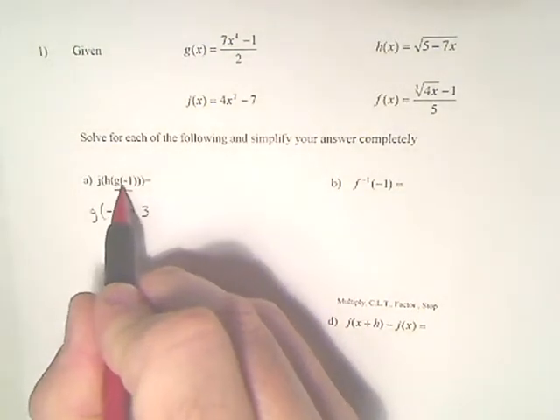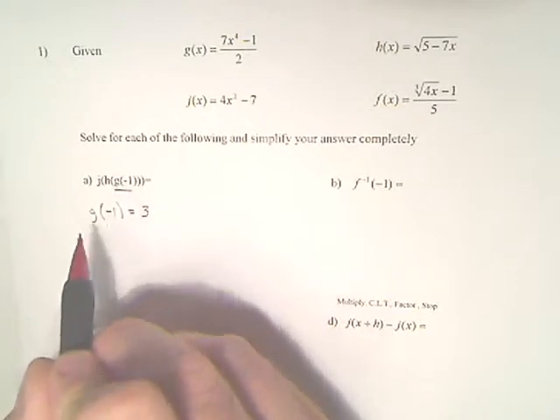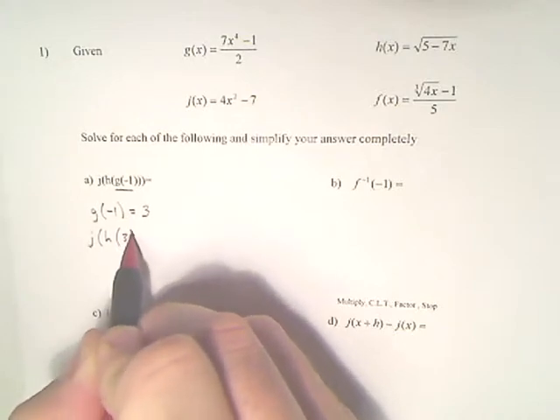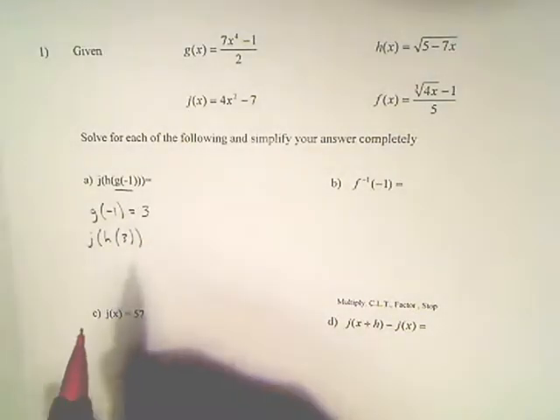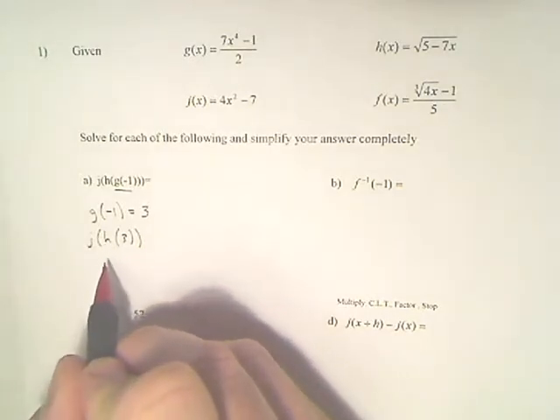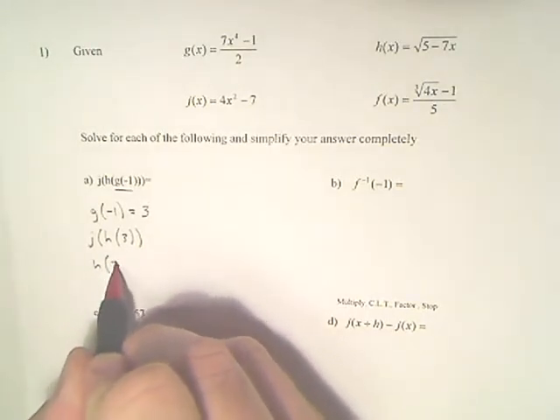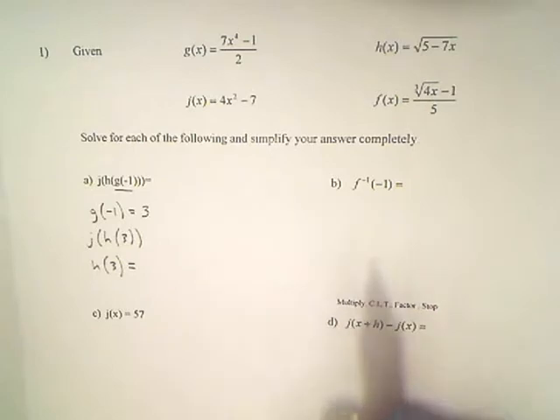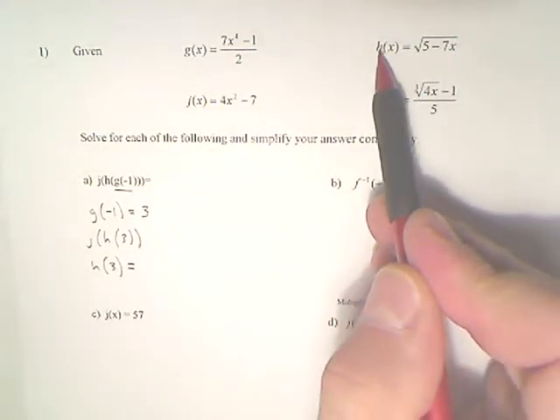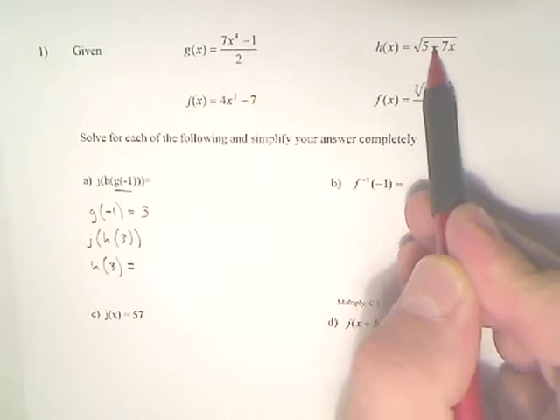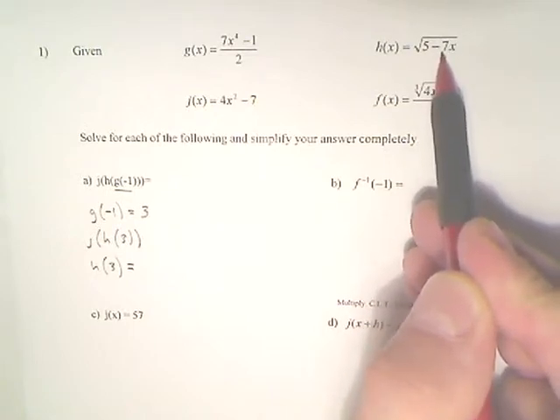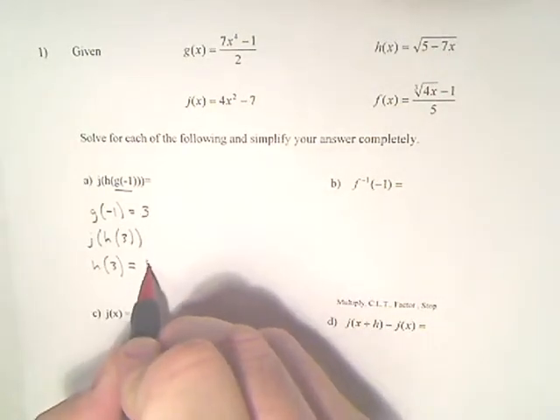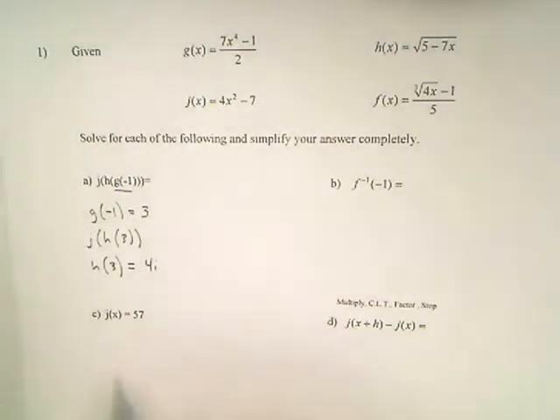Now imagine g of -1, which is 3, gets replaced with 3. You're left with this statement, j of h of 3. And then you start the process all over again. Starting from the inside, working your way out, h of 3 is what you must solve for. First, plugging 3 into h, here's our h function. We plug 3 right there. 5 minus 21 is -16. The square root of -16 is 4i. So that part of the equation is 4i.